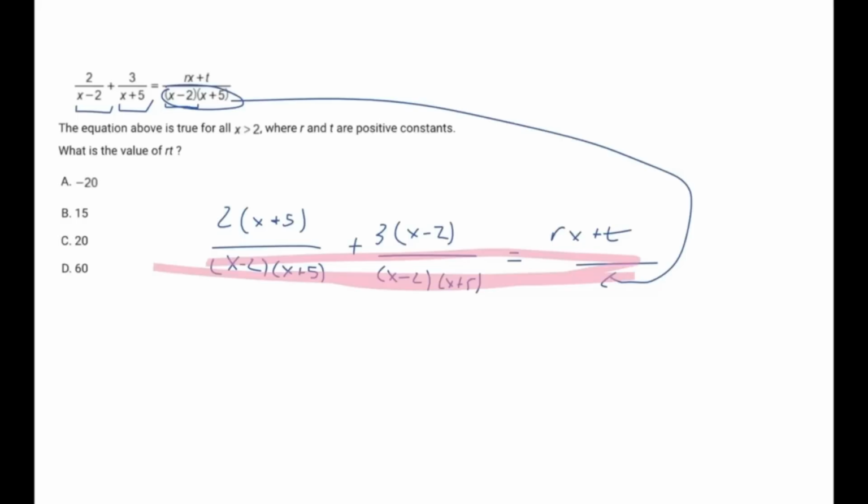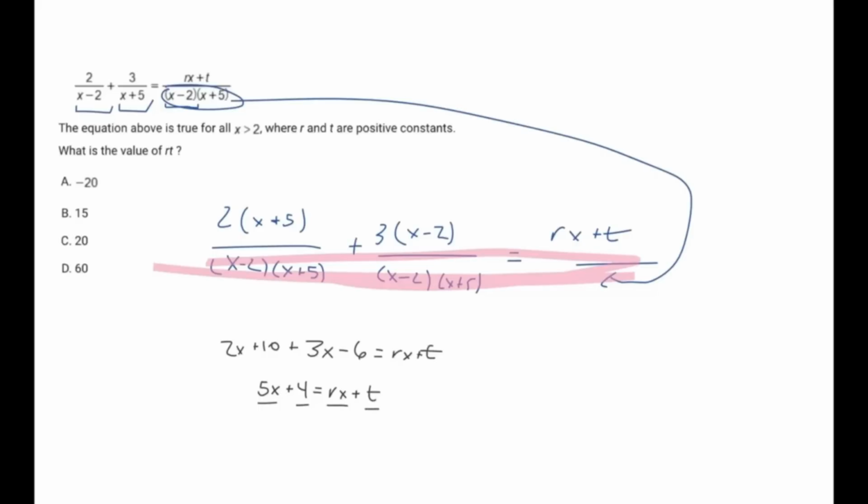So now we want to distribute this out. So 2 times x is 2x, and then 2 times 5 is 10, and then we add 3 times x, so 3x, and then 3 times negative 2 is negative 6, equals rx plus t. And this simplifies further, and it's actually kind of cool what happens. So we have 2x plus 3x, we're just combining like terms, and then 10 minus 6 is plus 4. So if we look at this, what you'll find is that on the left side, we have an x term and a constant, right? On the right side, we also have an x term, rx, and a constant t.